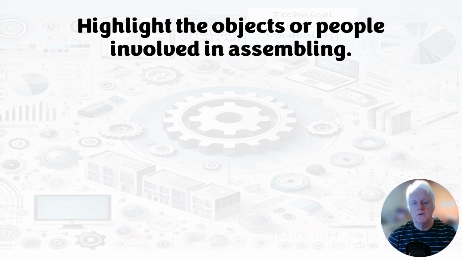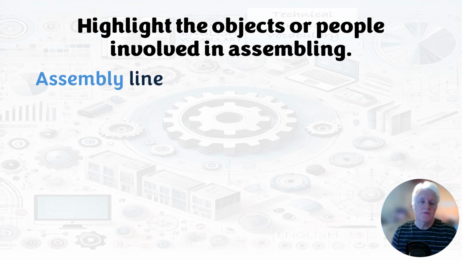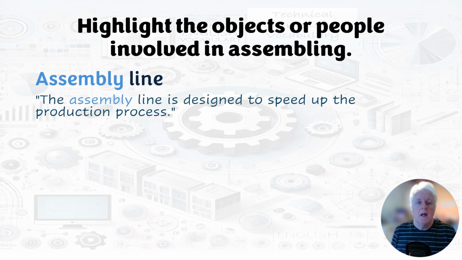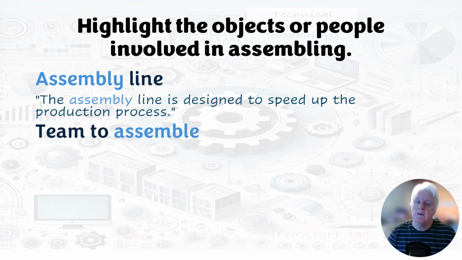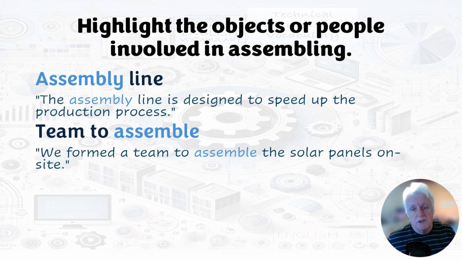To highlight or talk about the objects or people involved in assembling, you might use these following phrases. You might use the phrase assembly line, and the assembly line is designed to speed up the production process. You might need a team to assemble something, and you might use a phrase like this: we formed a team to assemble the solar panels on site.